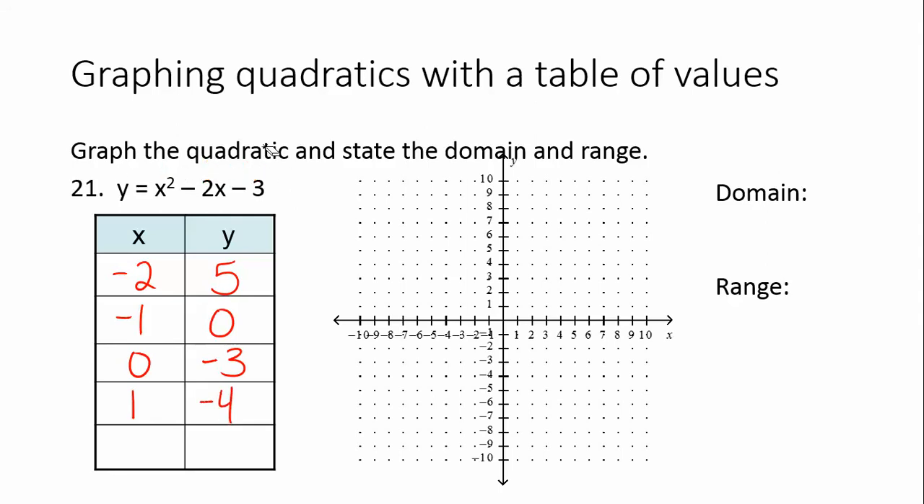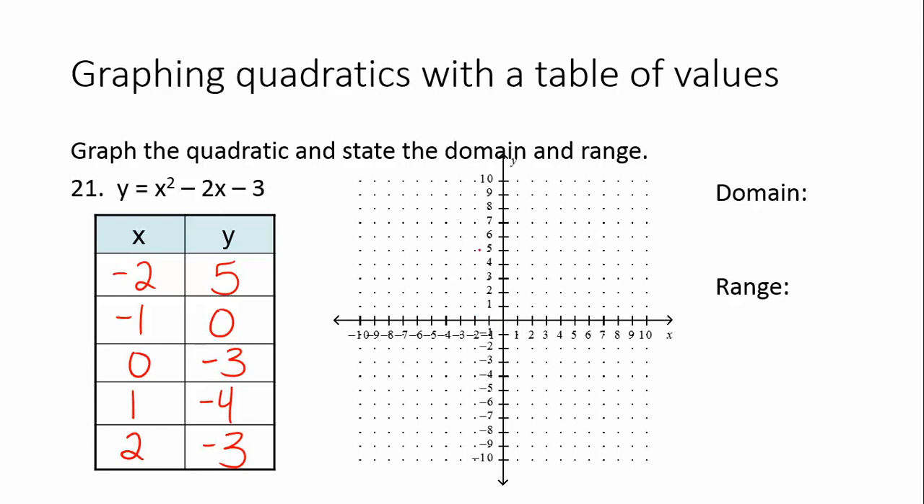And now I want to plug in a 2. 2 squared is 4. 2 times 2 is 4, minus 3. So I get 4 minus 4, which is 0. 0 minus 3 is negative 3. So it's a little bit of work to find those y values.